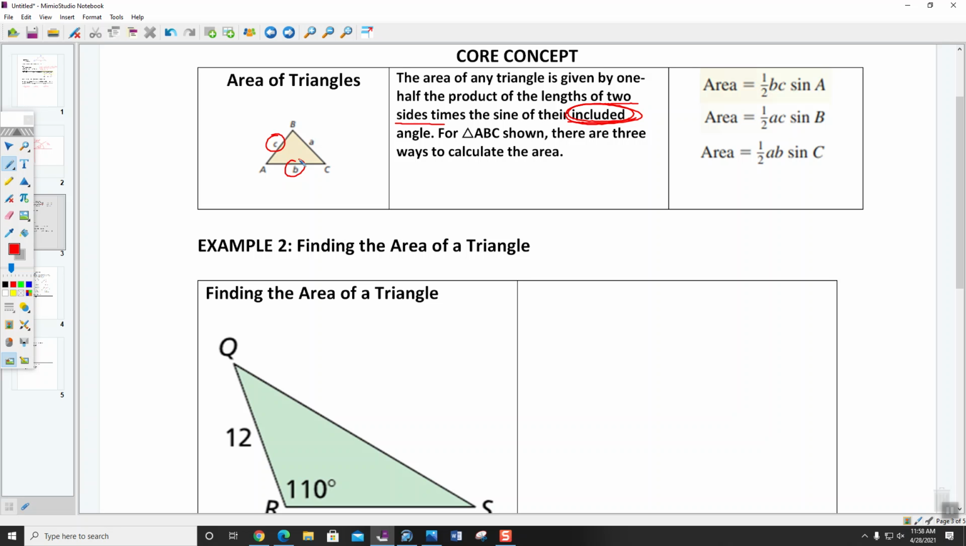Okay, if I have sides B and C, what angle do we need to use? If I have A and C, what's missing? Need the sine of B. If I have side A and B, what angle do we need to use? Okay, so let's see if we can't figure this out.